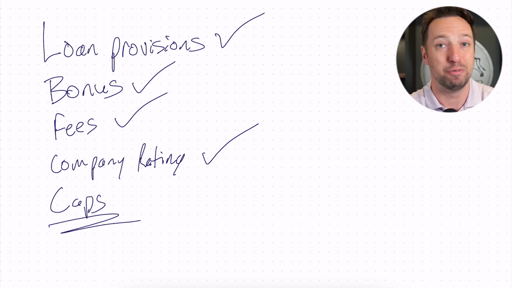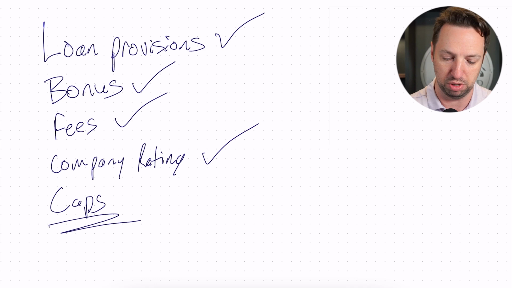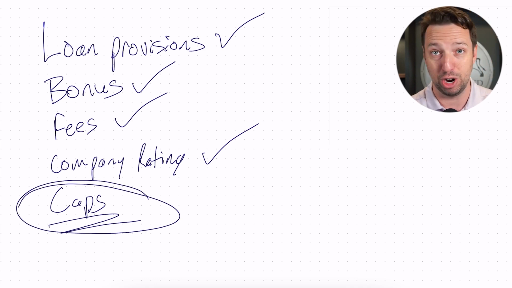Those things are virtually evergreen if we're talking about the same product. If a company files a new product, then maybe that changes. But if we're talking about the same product, those things are pretty much ironclad. They're evergreen. They're contractual. Caps, however, not contractual, not evergreen. And so let's talk about what exactly that means.